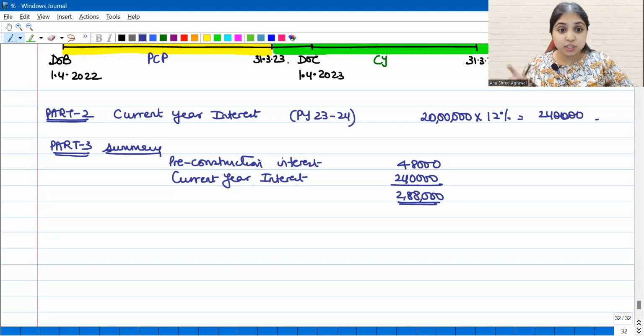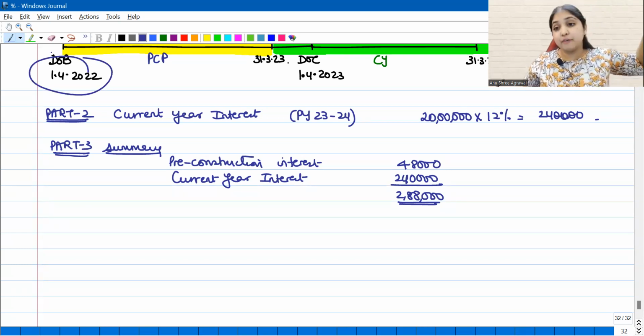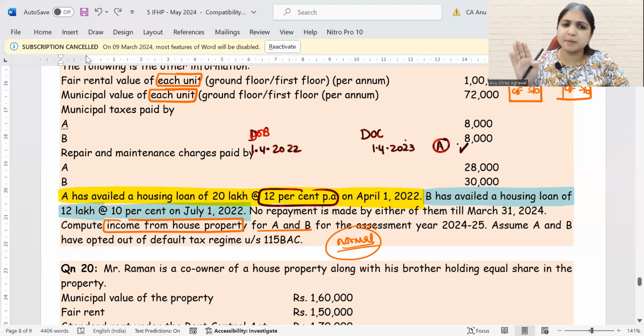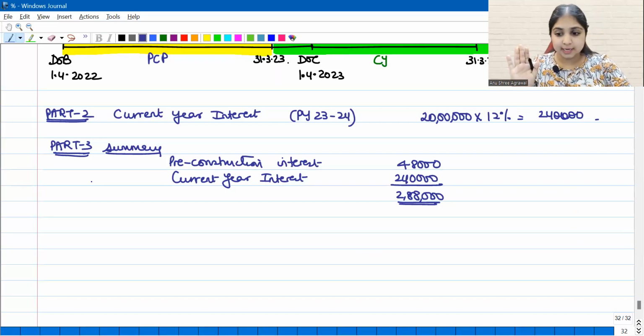What is the first condition? The loan should be borrowed on or after 1st April 1999. Fulfilled. Loan is borrowed much after 1st April 1999. It is borrowed only in 2022. First condition fulfilled. What's the second condition? Why did you borrow the loan? You should have borrowed the loan only for purchase or construction of the property. Yes, we have borrowed a housing loan only for purchase or construction of the property. Even second condition fulfilled.